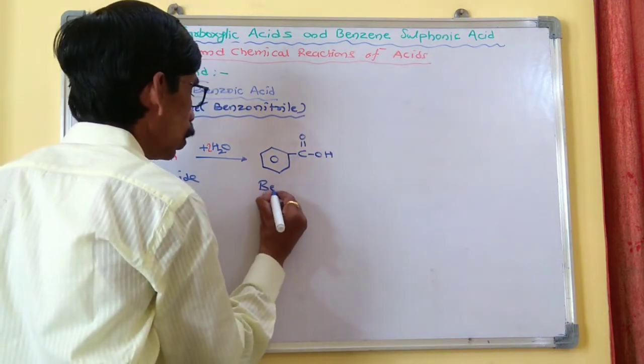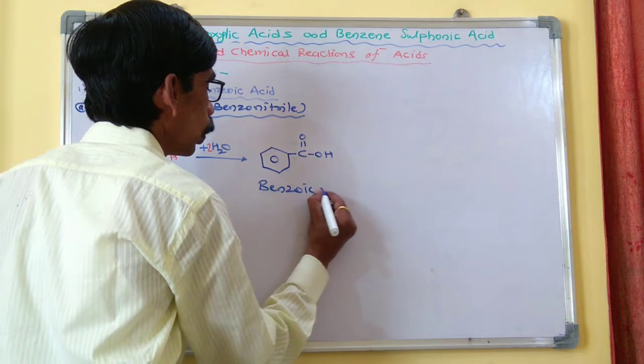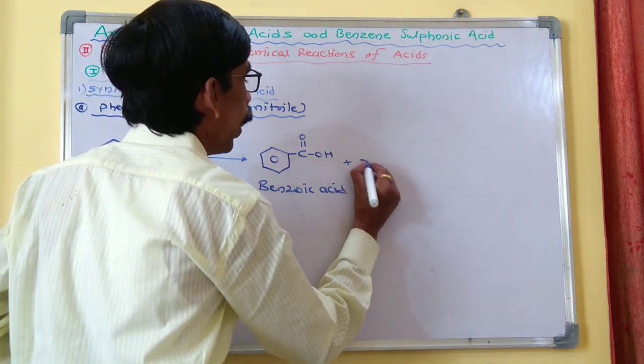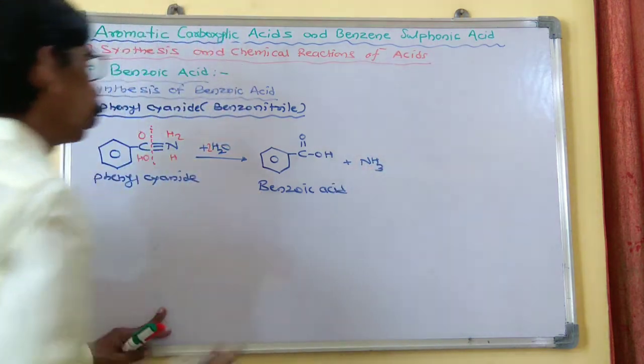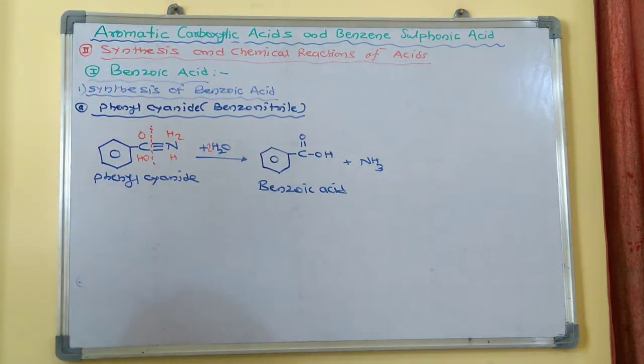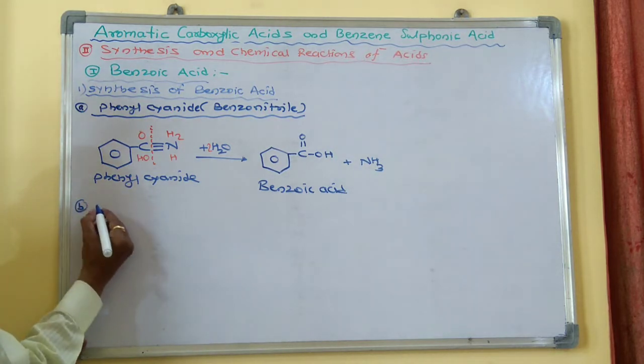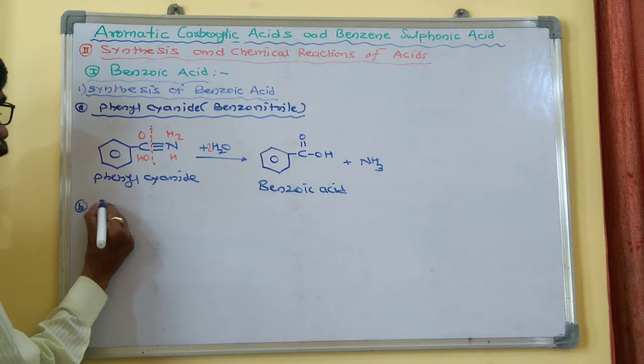Now this is the benzoic acid plus NH3. So this is the first synthesis of benzoic acid. Now the second synthesis is from toluene.